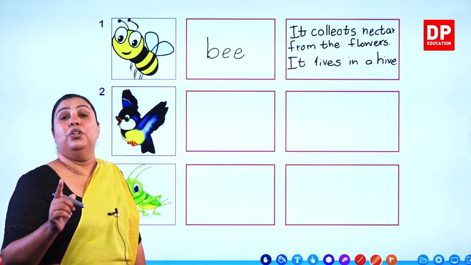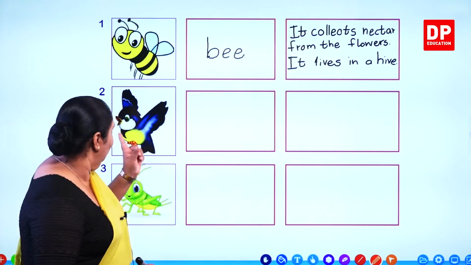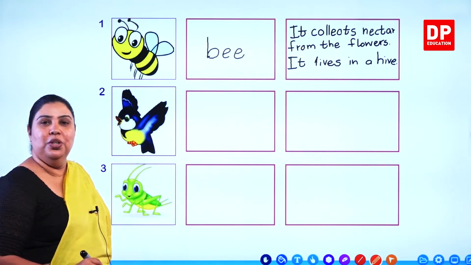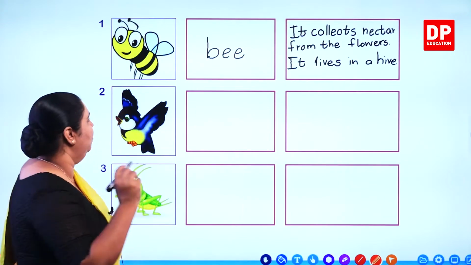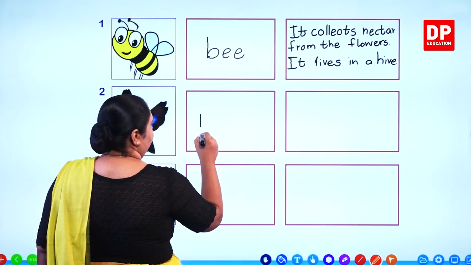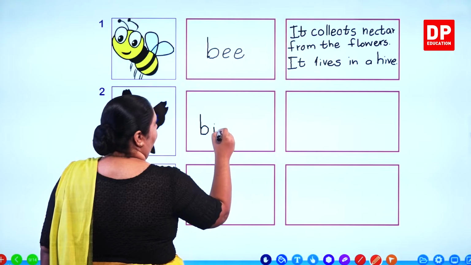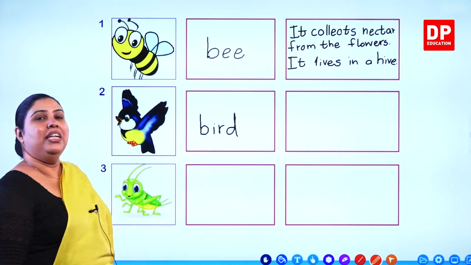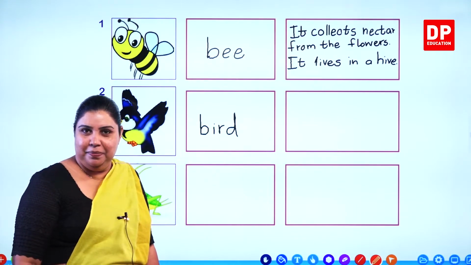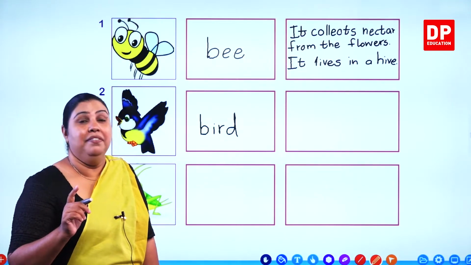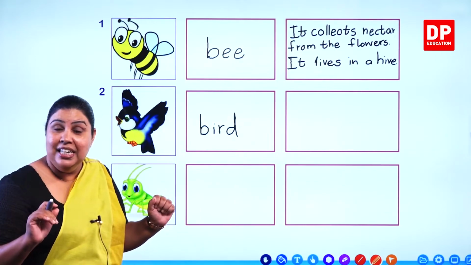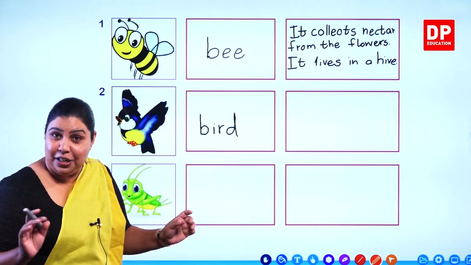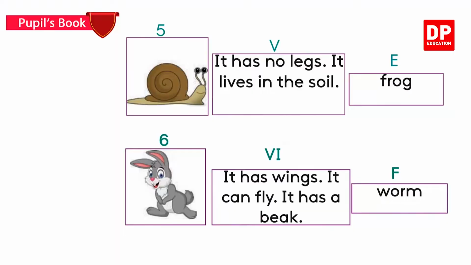Now we are moving on to our second picture. Now who is in our picture? Number 2. It is the bird. Now how do we write the word bird? B-I-R-D. Bird. Now what is the description for the bird? I think you can remember. We said it has wings, it can fly. Can you remember? Okay, we will find the description and then we will write it in the line.